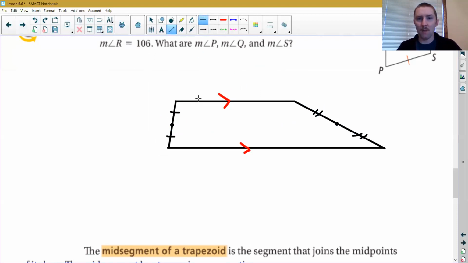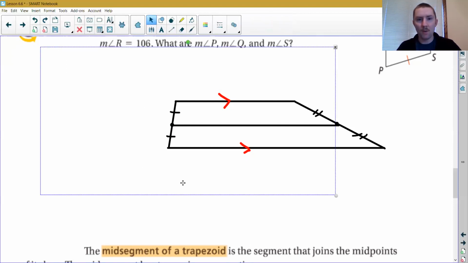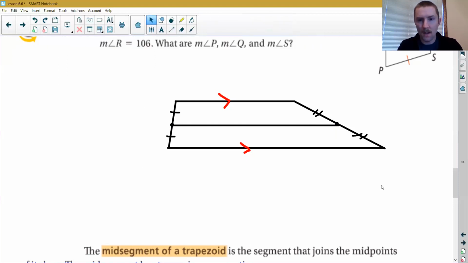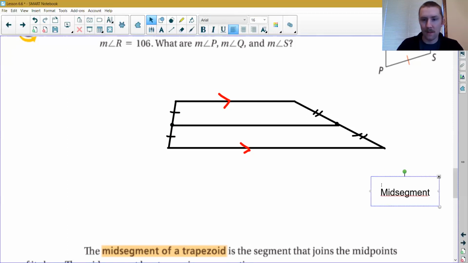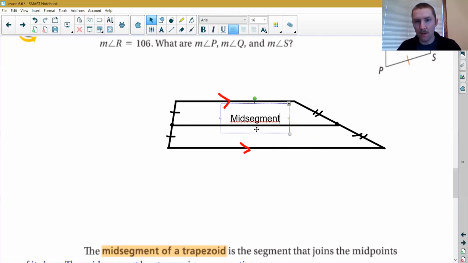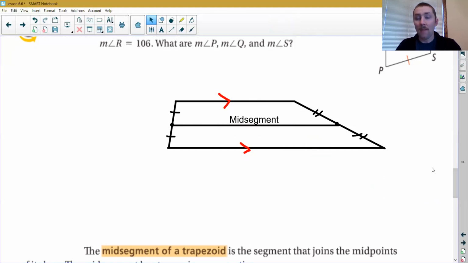If I draw a segment between these two midpoints, this is something called a mid-segment, all right? So in between the two midpoints is called a mid-segment. It's the segment that connects the midpoints of the two legs. Okay, that is the mid-segment of a trapezoid. And then there's something special about the mid-segment. In fact, there's two special things about the mid-segment.